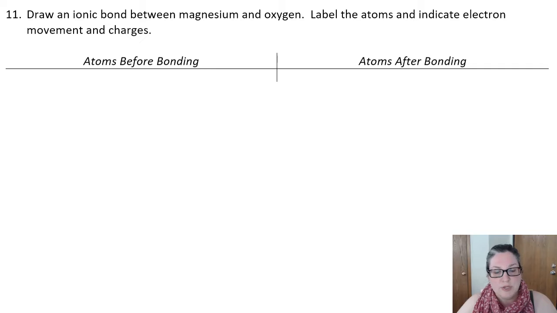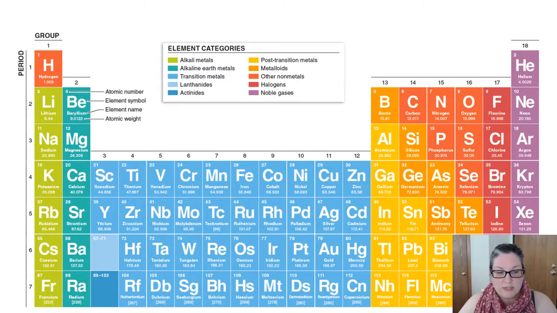Let's look now at question 11. Draw an ionic bond between magnesium and oxygen. Label the atoms and indicate electron movement and charges. To figure this out, we're going to need to take a look first at the periodic table. Here's the periodic table from your book, of course, and we're going to be looking at magnesium and oxygen. Magnesium is right here above calcium, which is the one we were looking at a moment ago, and oxygen is up at the top right there.